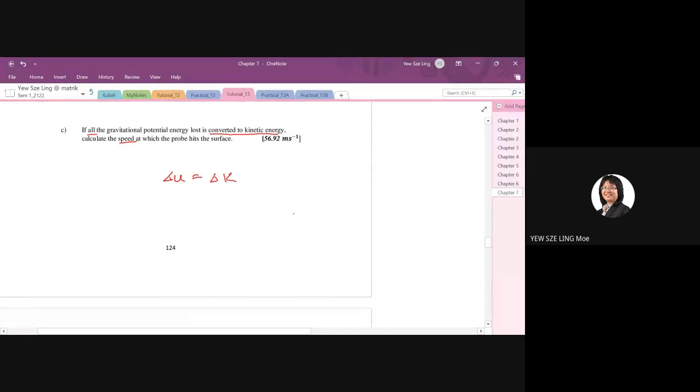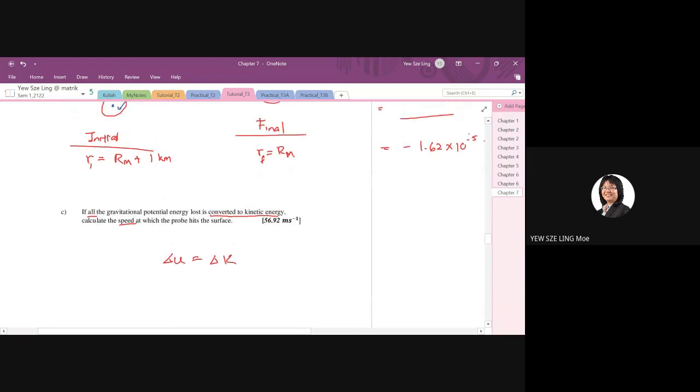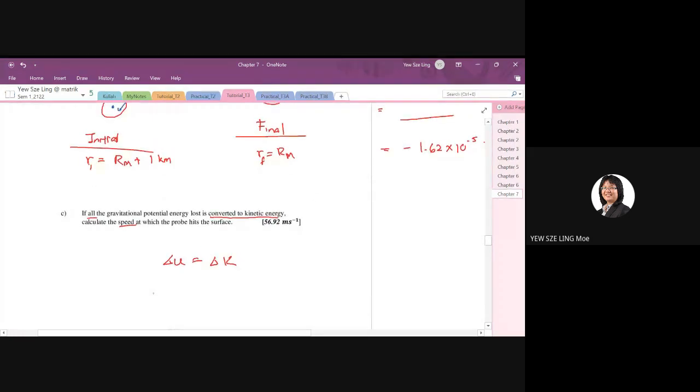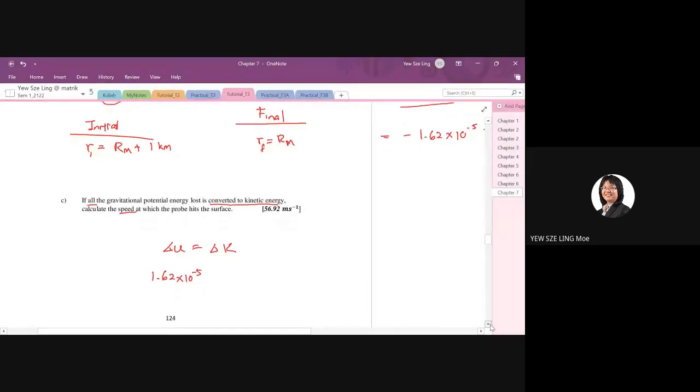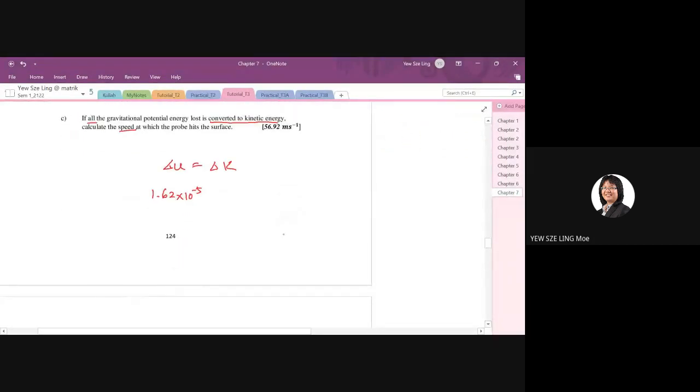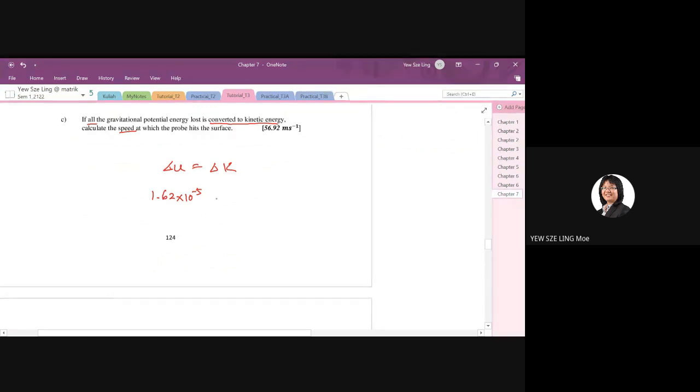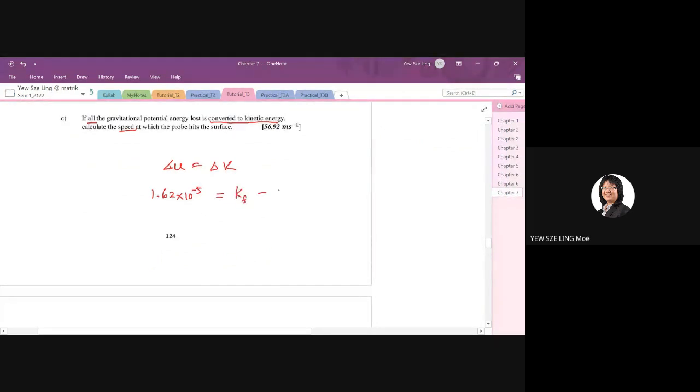Delta U is equal to delta K, but we just ignore the negative sign. So what we want is just 1.62 times 10 to the power of negative 5, because that is the amount of energy being converted. You're not going to look at whether it's positive or negative, we just want the magnitude. So delta U equals delta K, and delta K means K final minus K initial.